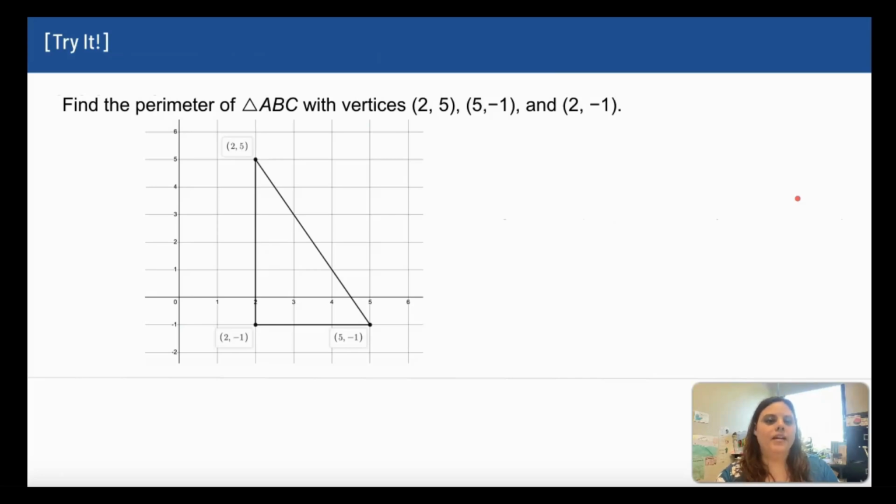You try. Find the perimeter of this triangle. These points just tell you the points that are marking the triangle vertices. You need to find the distance between each point and then add them to get the perimeter. Try this problem on your own and then press play to see the answer.